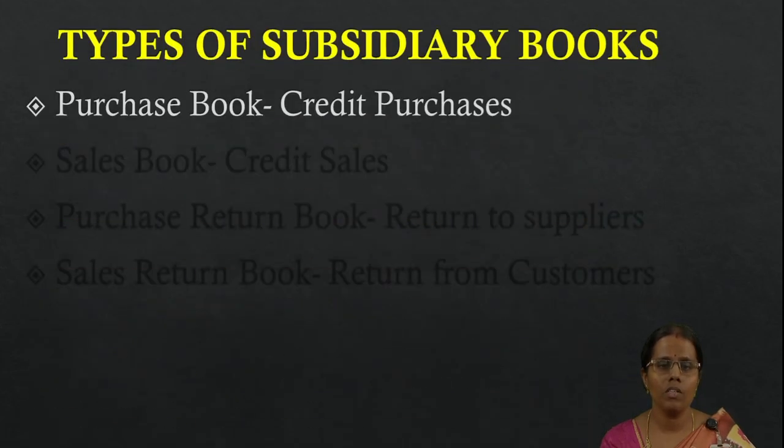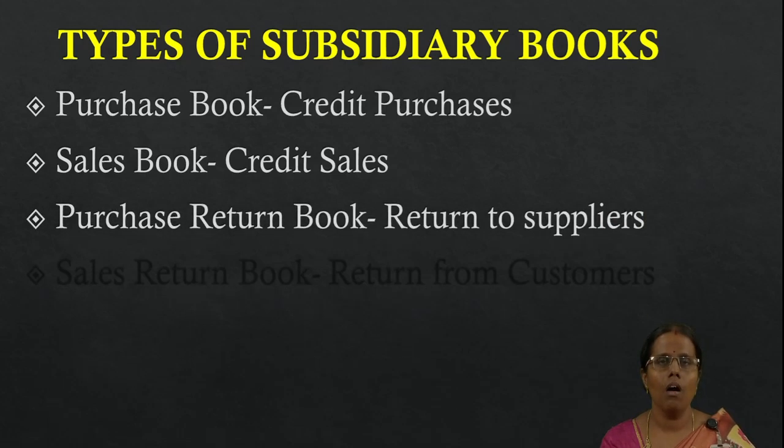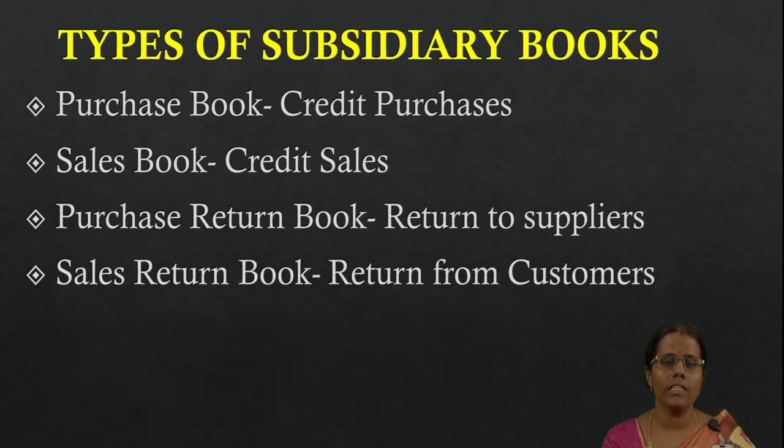Types of subsidiary books. Purchase book: all the credit purchases are entered in the purchase book. And then next one is sales book: all the credit sales are entered in the sales book. And then purchase return book: all the goods which are returned to the suppliers are entered in the purchase return book. And then sales return book: the goods which are returned from the customers are entered in the sales return book.